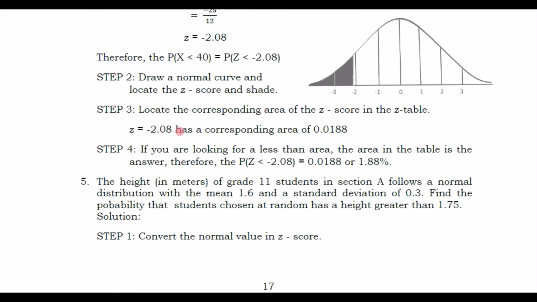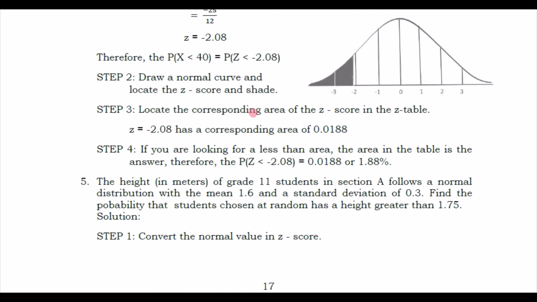Okay, so therefore, the probability of x is less than 40 is equal to the probability of z is less than negative 2.08. Okay, so yung step 2, draw a normal curve and locate the z-score and shade. Okay, so ito yung negative 2.08. And then, ano yung shade mo? Yung sinasabi na less than z. So, when we say less than, pababa ito. So, saan dito yung pababa? Yung papunta sa left. So, yun yung lalagyan mo ng shade.